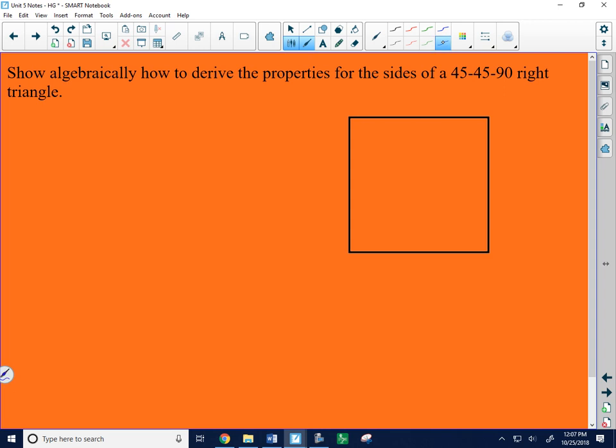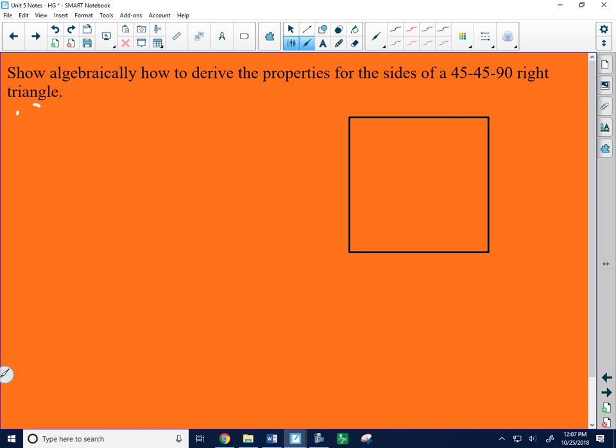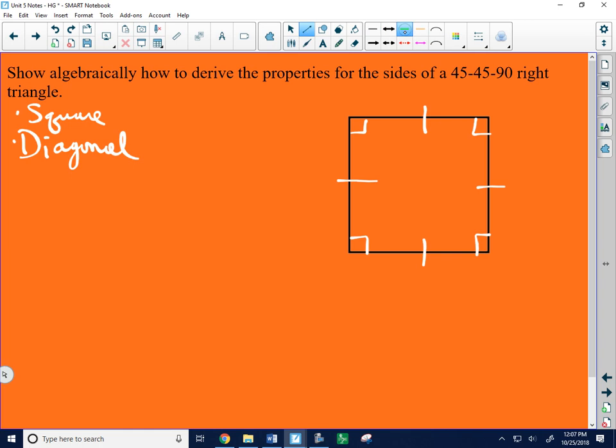Okay, and so how do we get the formula for 45, 45, 90? Start with the square. So draw a square. There's right angles. This is the middle of the page. A square has all sides the same. They're all congruent. And what you're going to do is draw a diagonal. A diagonal just connects the opposite vertices.